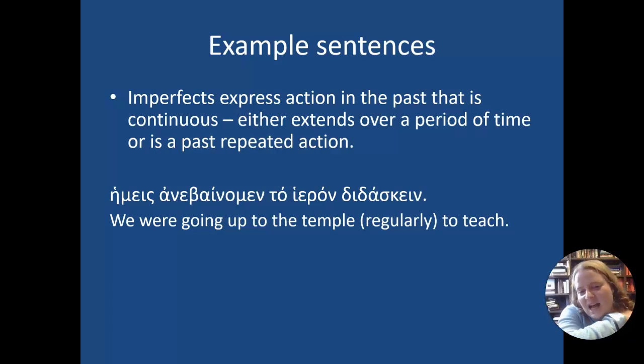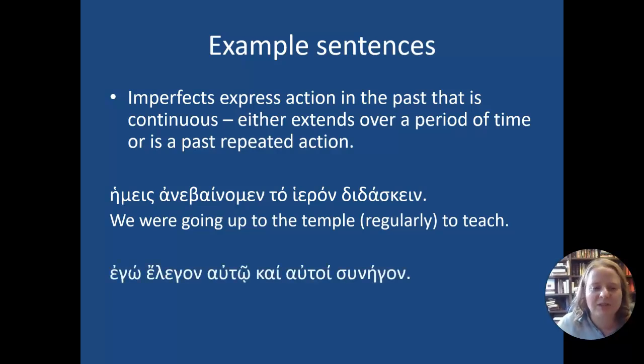Ane bijnamen. Do you see that epsilon before the beta? That's making it in the past imperfect. It's something that happens again and again. You're doing it regularly. You're constantly going up to the temple to teach every day. Here's another example in a sentence.